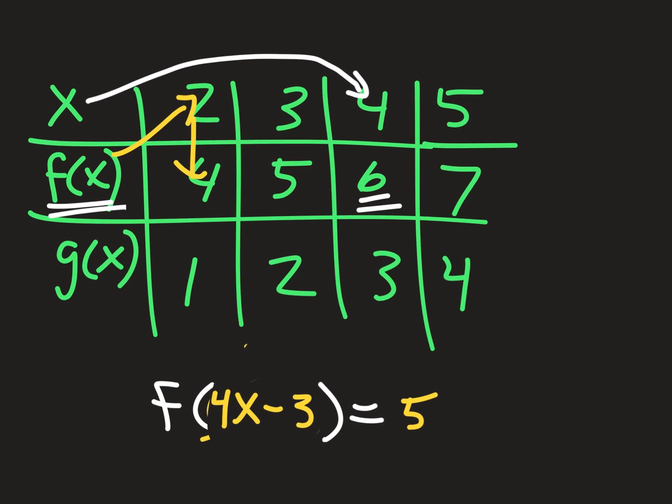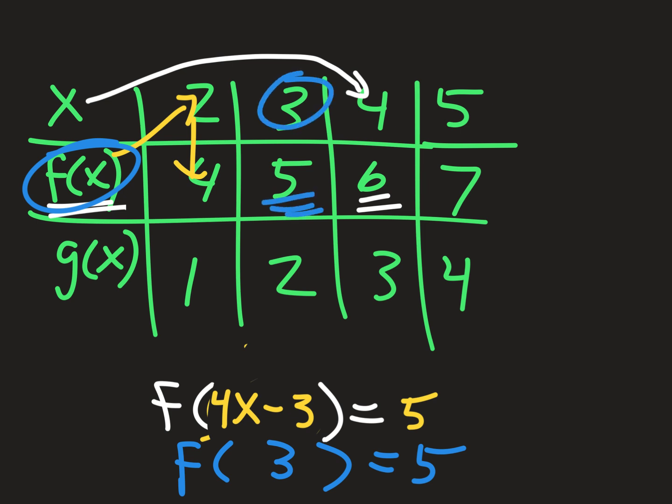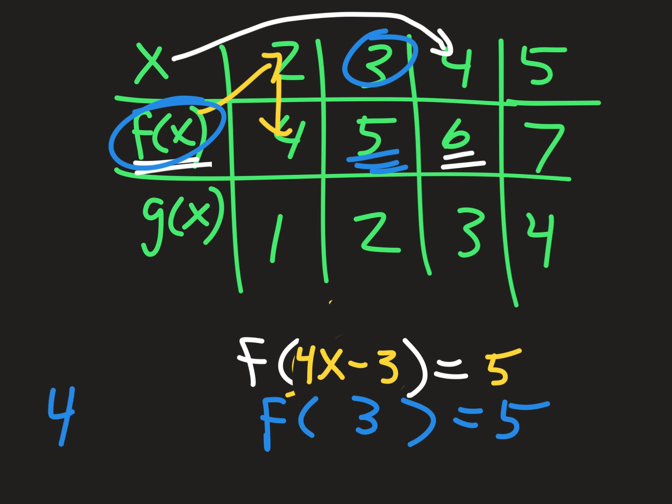For those that are struggling with this kind, just right underneath it, put f of something is 5 and then figure it out. F of what is 5? F of 3 is 5. See? F of 3 gives you 5. So then, 4x minus 3 needs to equal 3.